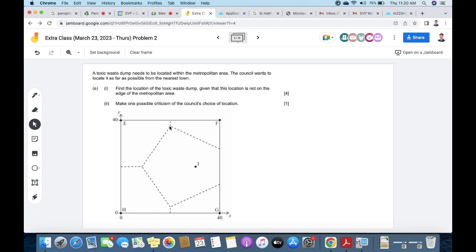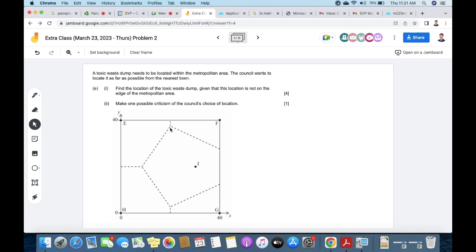So if I choose this point here, to which point should I compare this with? F and? Okay, so if I compare this with F and with I, what method should I choose? How should I go about it? How do I find the distance? Using the distance formula. Very good.